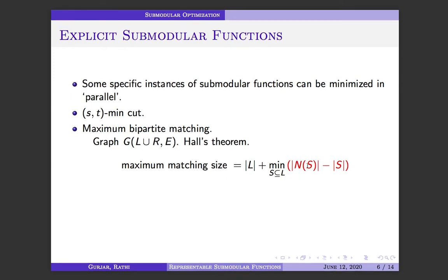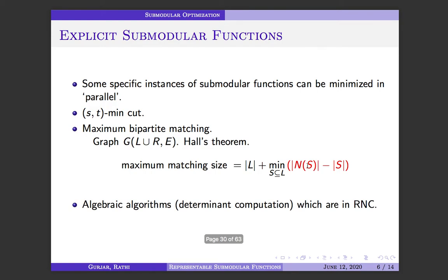Note that these parallel algorithms are not oracle based. They use the given representation of the submodular function very crucially. These algorithms are randomized, and they are algebraic algorithms, meaning that they use some determinant computation, and that's why they are easy to parallelize. Recently, some de-randomization results have also been obtained, which showed that these algorithms need only very few random bits.